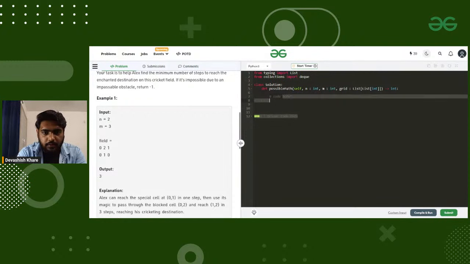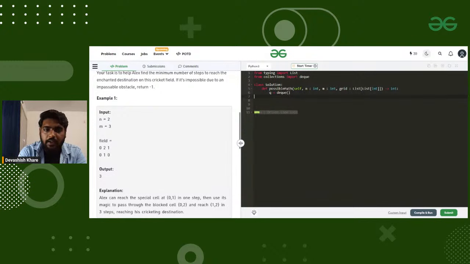See guys, the very first thing that we do for BFS is to create a queue. That is what we are going to do. And we already have a deque for that. I've created one deque. Okay, can you tell me at what position Alex is actually standing? It is 0,0, right? So I'm going to append 0,0 in the queue, because that is where he's already standing. So that place is already visited, correct?